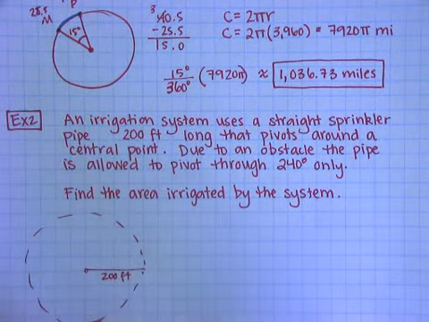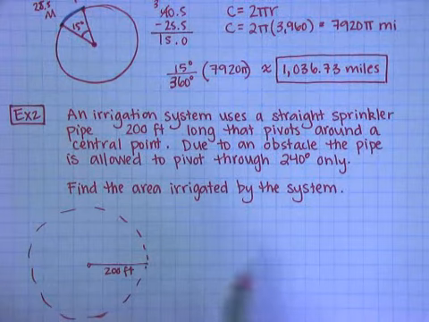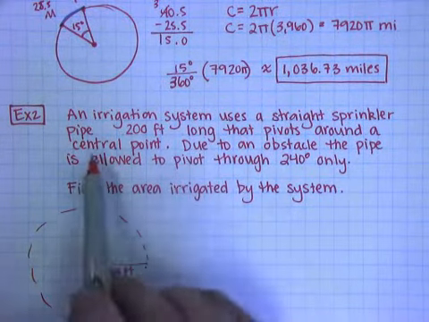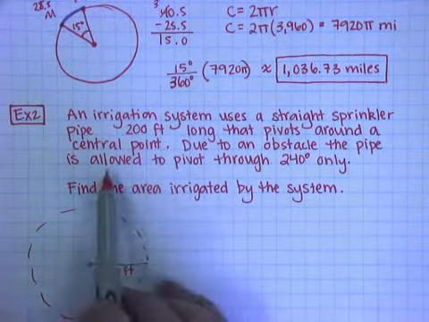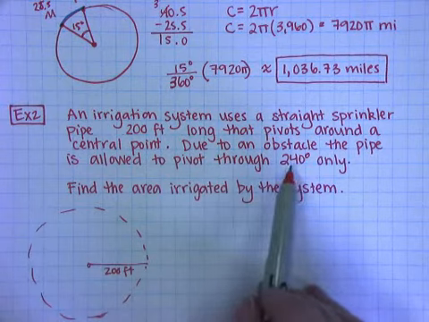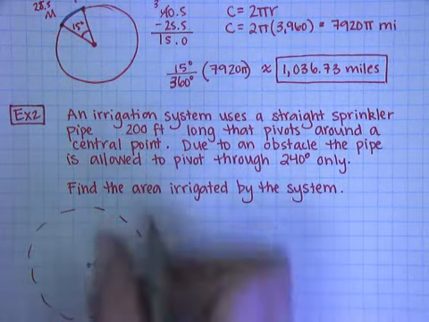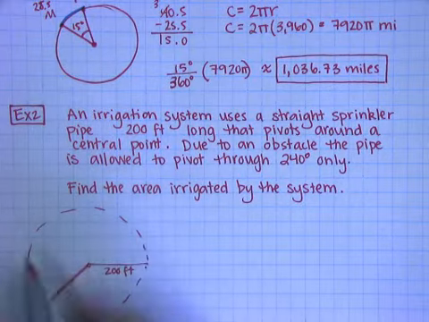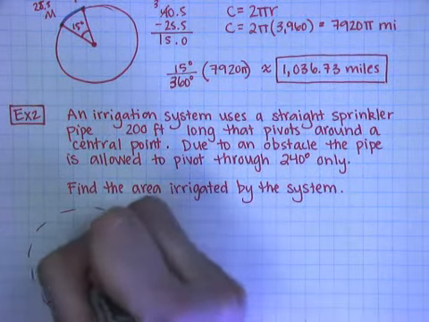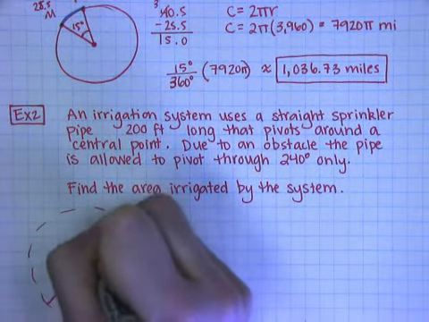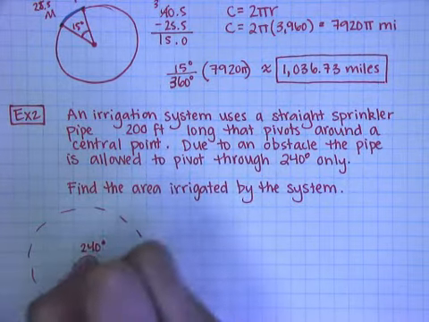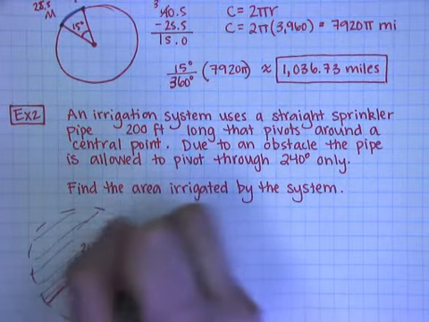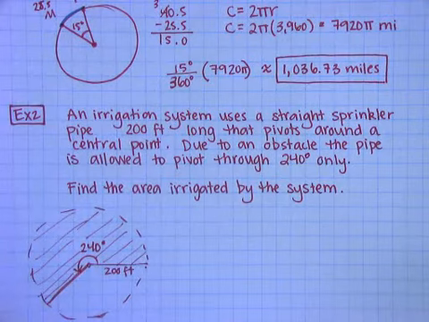So it's going around in a circle again. And it's doing just fine, except that there's an obstacle that only allows the pipe to pivot through 240 degrees. So let's see, it can go all the way around 240. It's going to be somewhere past 180, but not quite to 270. So it can only water a portion of the circle. This part right in here is getting watered and the rest isn't.